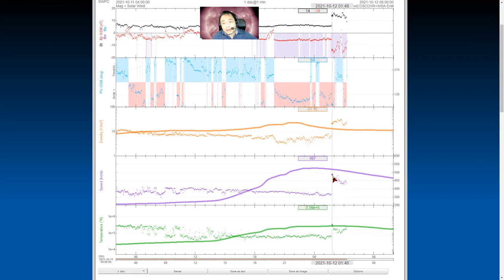Now, if the CME arrives at the Earth's orbit, we will call that an ICME, or interplanetary coronal mass ejection. So if you're going to read about this, sometimes we will call it ICME, or interplanetary coronal mass ejection. Okay.